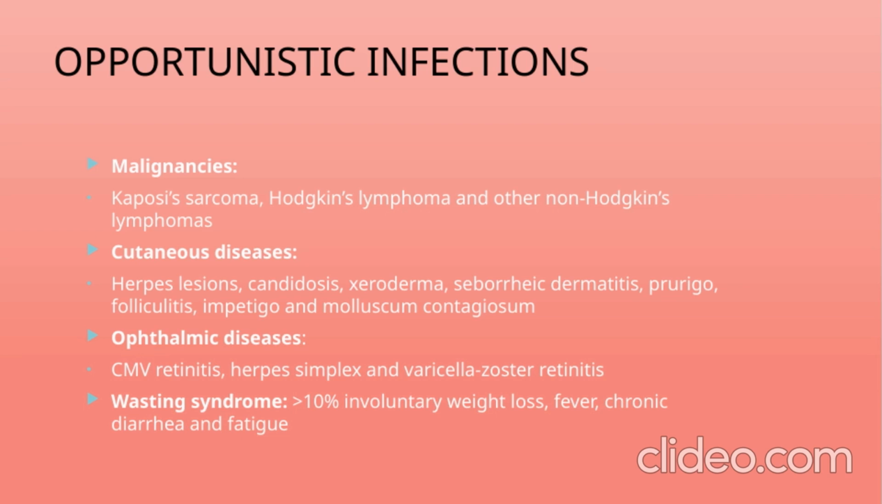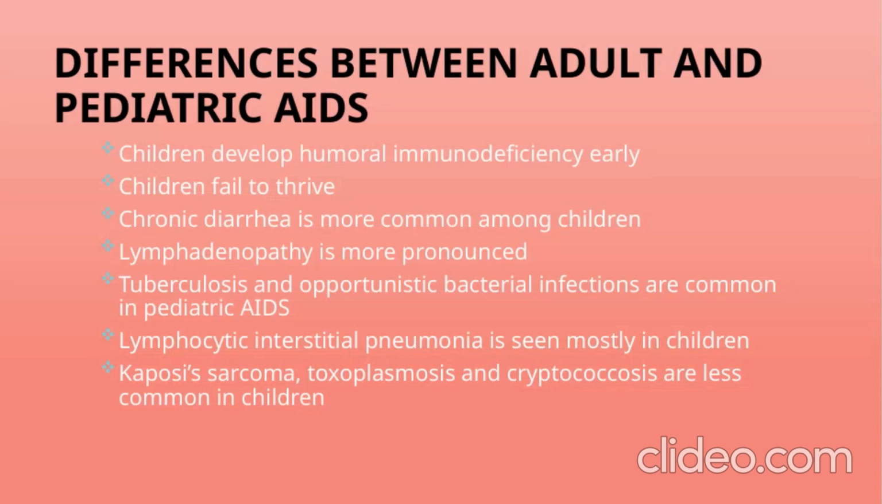Finally, all these conditions are part of the broader category of opportunistic infections, which take advantage of weakened immune defenses. Recognizing these signs and understanding their interconnectedness helps us better manage and support our patients through these complex challenges. Children with pediatric AIDS tend to develop humoral immunodeficiency early on, which means their ability to produce antibodies is compromised quite early in the disease course.